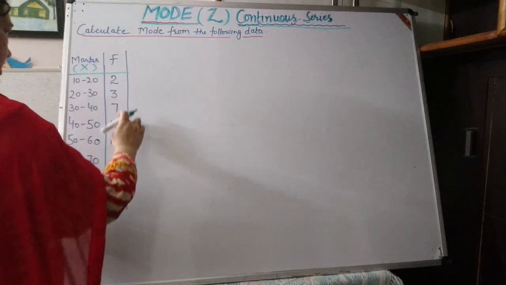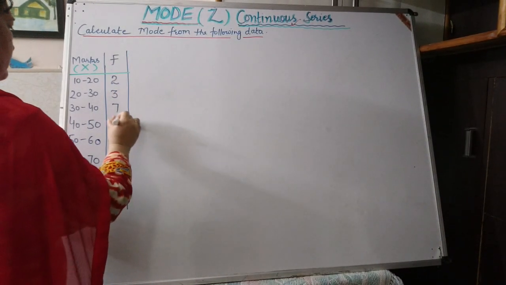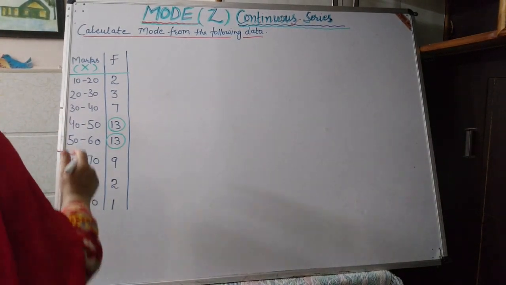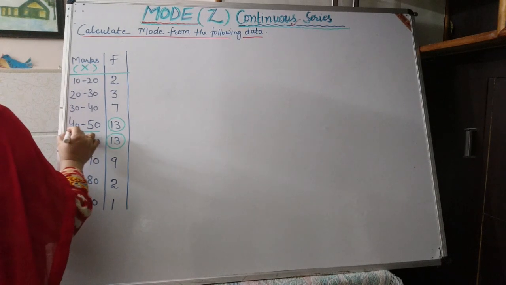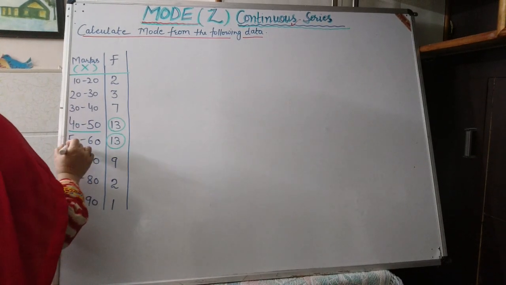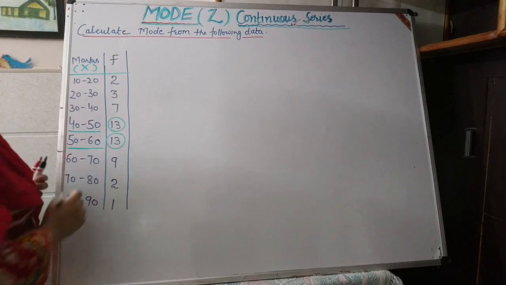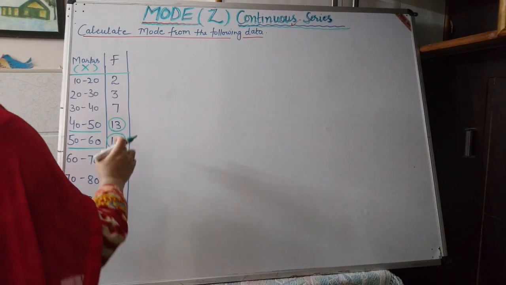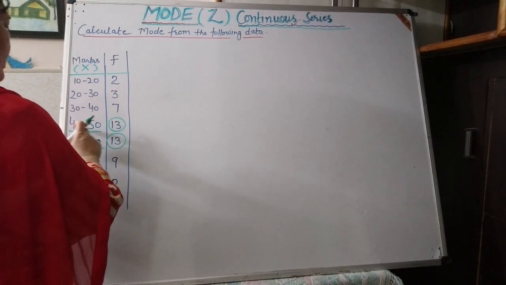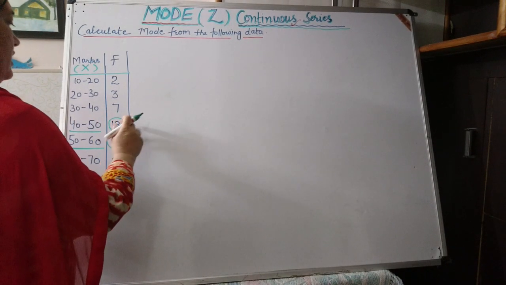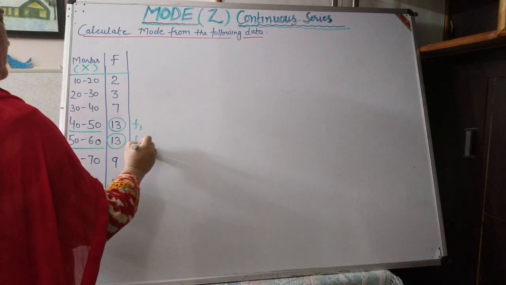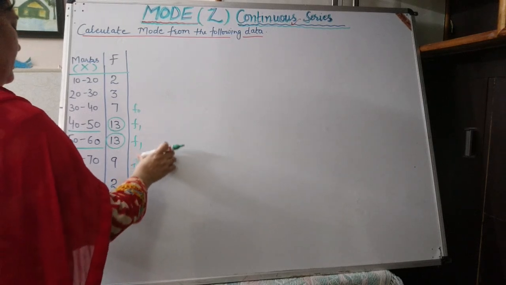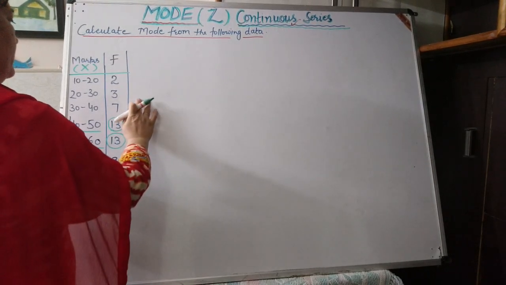So the maximum frequency is 13, but it occurs 2 times. We don't know whether the mode will lie in class interval 40 to 50 or in class interval 50 to 60. So here the problem arises: either F1 will be the 40 to 50 class interval, 13, I will write F1 here, or F1 here. This is F0 or F2. So only a single F1 value will be there.